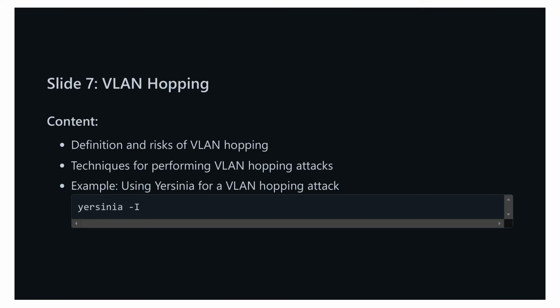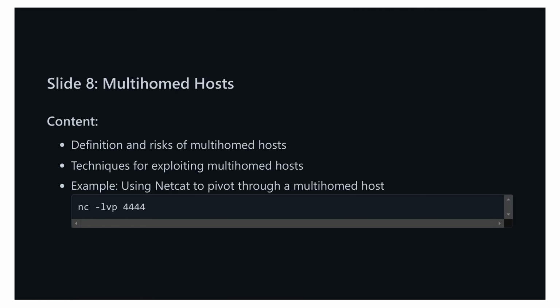Now, let's move to the next topic, multi-homed hosts. Slide 8, multi-homed hosts. A multi-homed host is a system that has multiple network interfaces, which allows it to connect to different networks simultaneously. While this can be useful for redundancy and performance, it also introduces certain security risks. The primary risk is that these hosts can be used to bridge otherwise isolated networks, potentially bypassing security controls. For an attacker, exploiting a multi-homed host can provide a pathway to pivot from one network segment to another, essentially hopping across different network zones that should ideally remain separate.